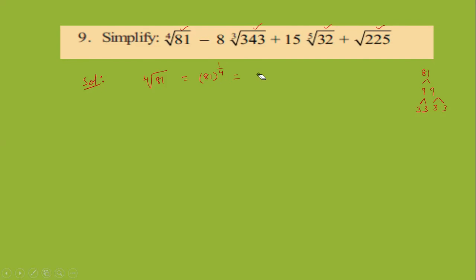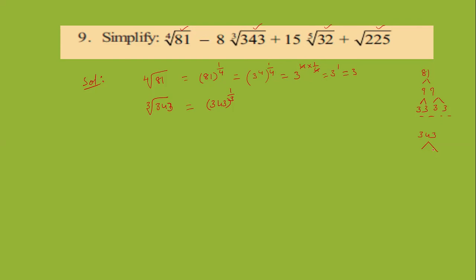How many factors are there in the factorization of 81? There are 4 threes. So the power is 4 on behalf of 81, we get 3 to the power of 4, like this: 1, 2, 3, 4. Again, what is in the exponent? 1 by 4. That means 3 to the power of 4 into 1 by 4. You may cancel these two. What we get? 3 to the power of 1, which means 3.